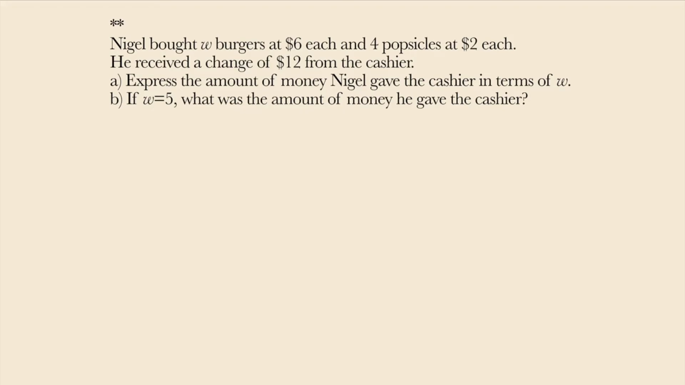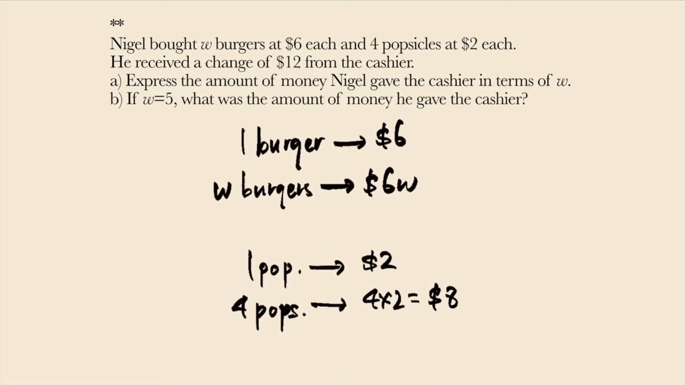So Nigel bought W burgers at $6 each. You know there's a multiplication here. 4 popsicles at $2 each. Again, multiplication. Now find the amount of money Nigel gave the cashier if he received a change of $12. First find out what the bill would be. So if 1 burger costs 6, 2 burgers you're gonna times 2, 3 burgers you're gonna times 3, W burgers you're gonna times W. 1 popsicle, $2 each. 4 popsicles, $8.